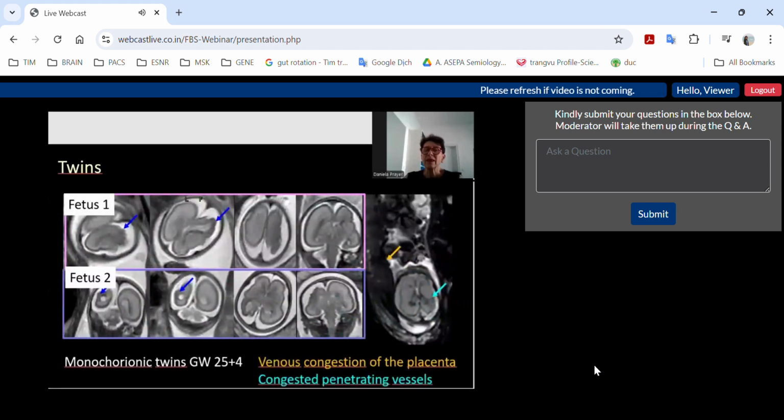Let me show you an example. This was a twin pregnancy where both twins had polymicrogyria. As you see, twin fetus 1 on the left side of the brain and fetus 2 on the right side of the brain. If we look at the placenta, in this so-called echoplanar sequence, you see huge venous congestion, but in one twin, with the blue arrow on the right side of the image, you see there is also venous congestion of the penetrating vessels on the side of the hemisphere where the polymicrogyria was seen.